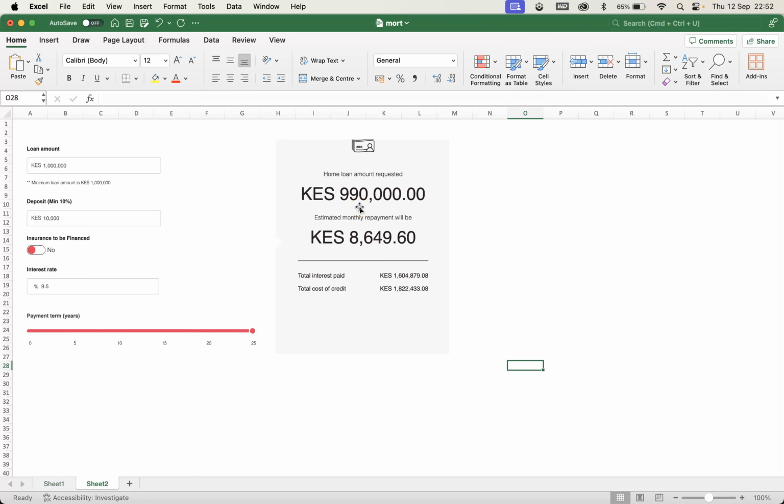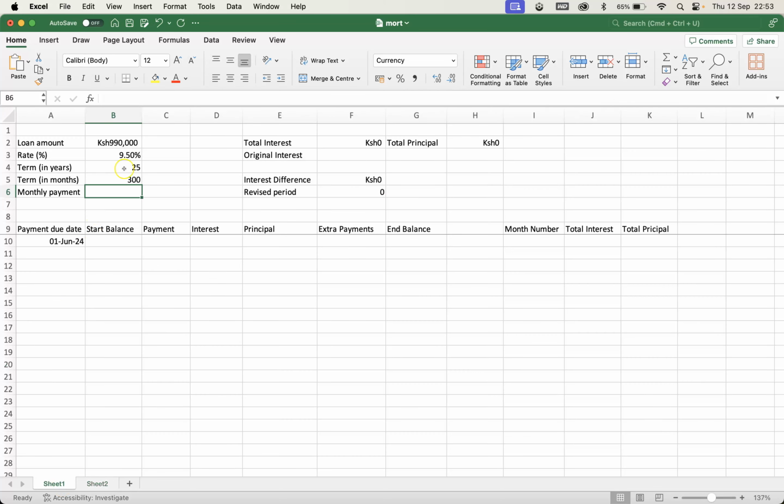Here I have a snippet from a local bank, and the numbers that we'll use are 990,000, which is your mortgage, and of course with an interest of 9.5, and the period is 25 years. So these numbers have already been plugged here. So we just have to start by calculating the monthly payment.